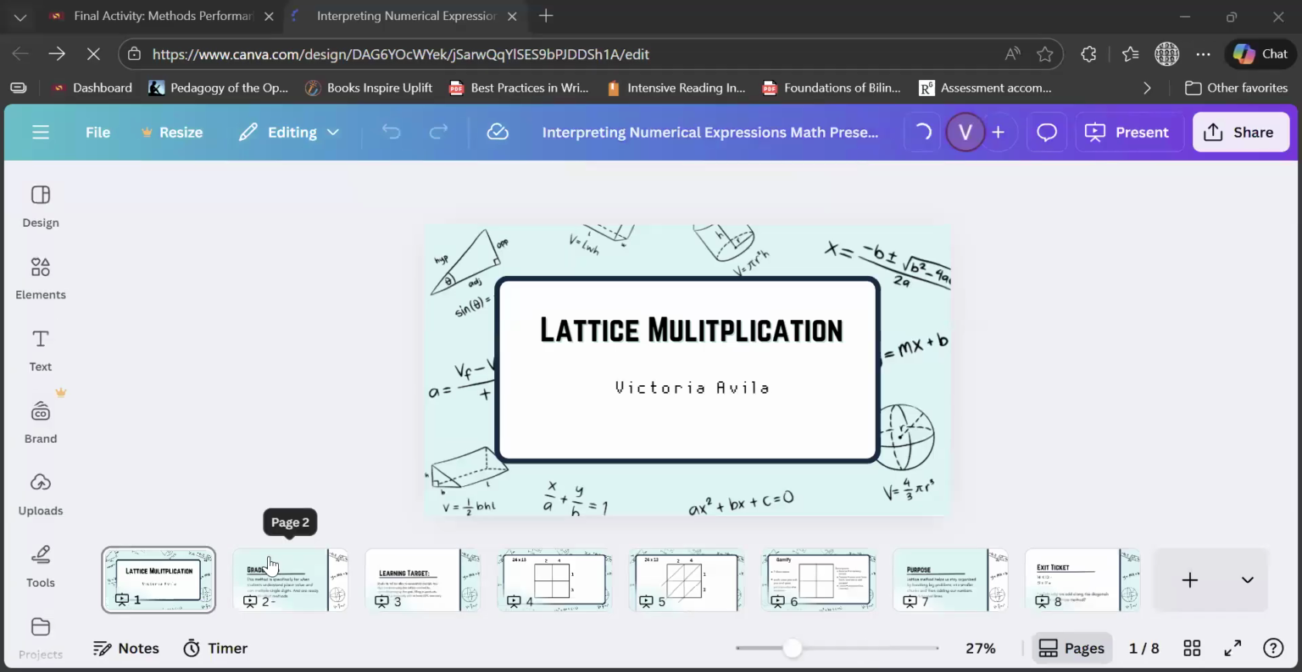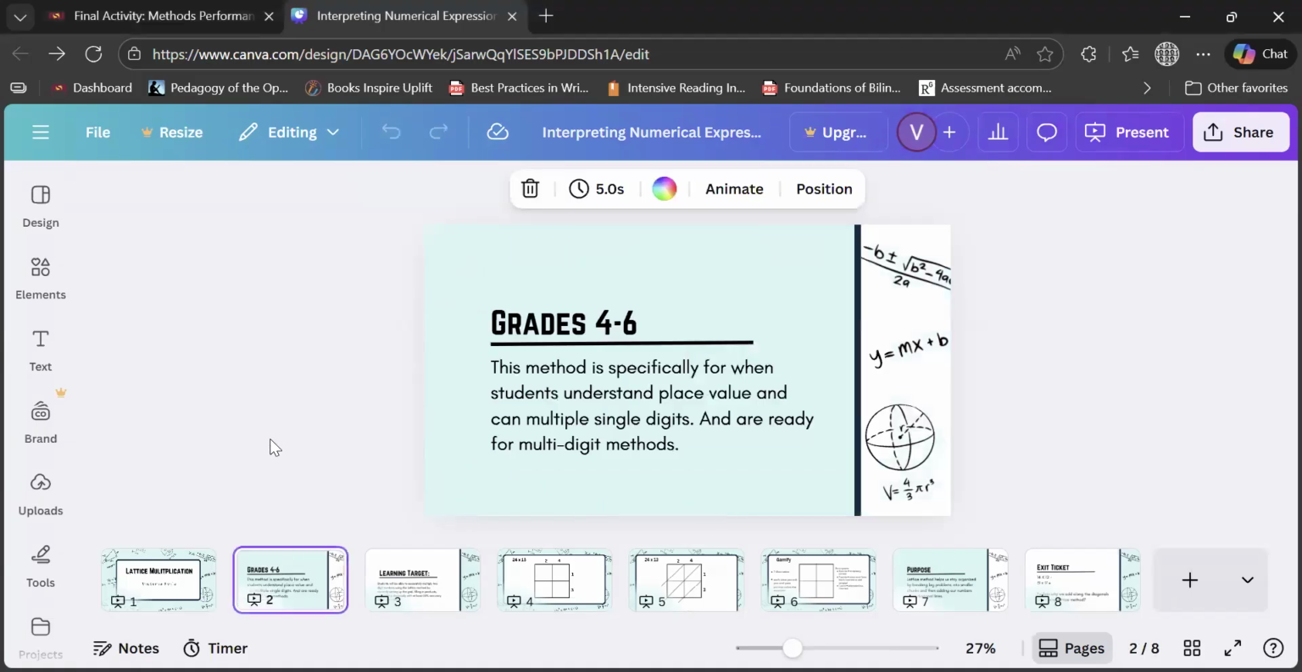Alright. Hey guys, so today we're going to be learning how to multiply using our lattice multiplication. I would say the grade band is specifically for 4th to 6th grade, because students should already understand place value in order to use the lattice method box. Also, they should be transitioning into multiplying multi-digit numbers. They should already know their multiplication chart and how to multiply single digits so that we can move on to two-digit numbers.